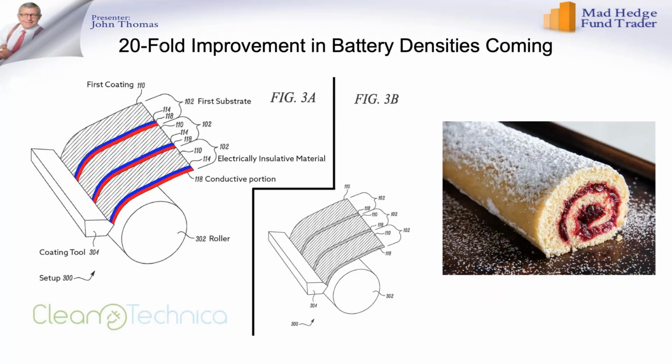Here is a design of the solid-state battery, which will improve densities by 20 times. Your 1,200-pound battery now will become a 60-pound battery, but still get you a 500-mile range.